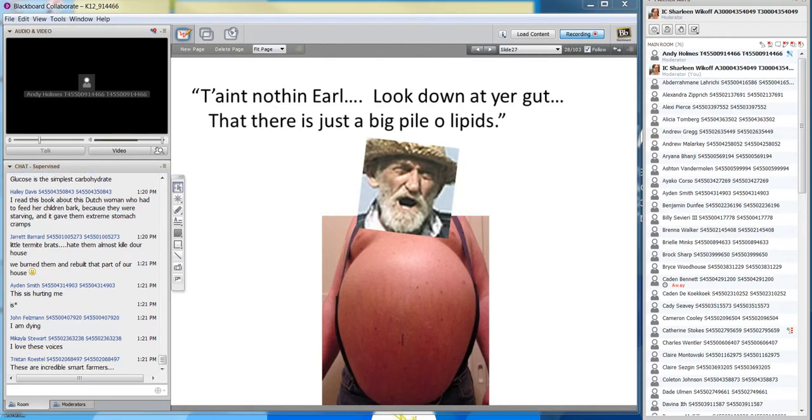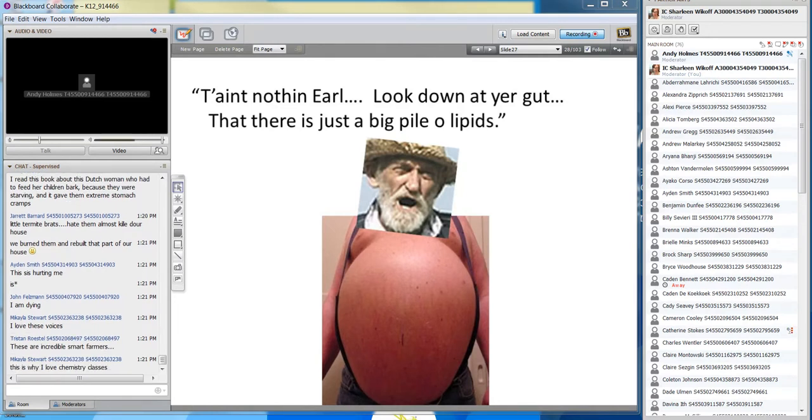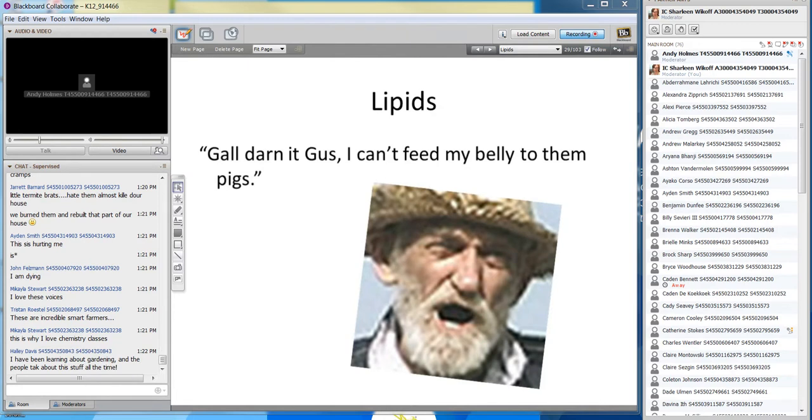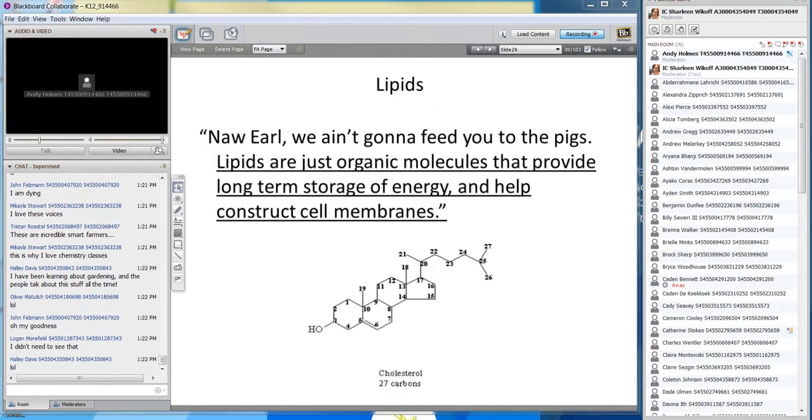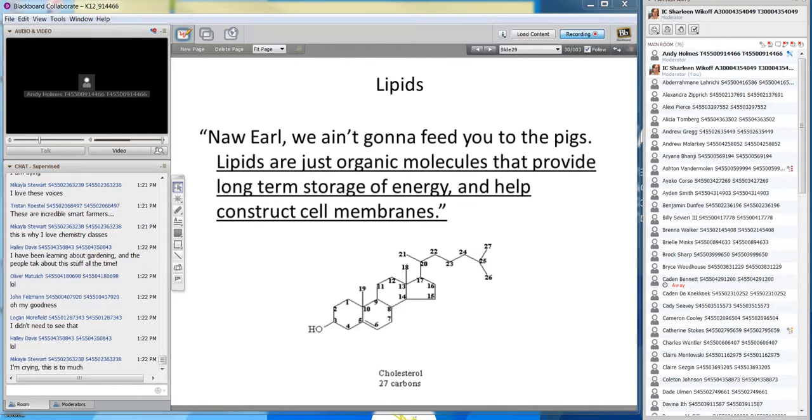Tain't nothing, Earl. Look down at your gut. That there is just a big old pile of lipids. God darn it, Gus. I can't feed my belly to them pigs. No, Earl. We ain't gonna feed you to the pigs. Lipids are just organic molecules that provide long-term storage of energy and help construct cell membranes.